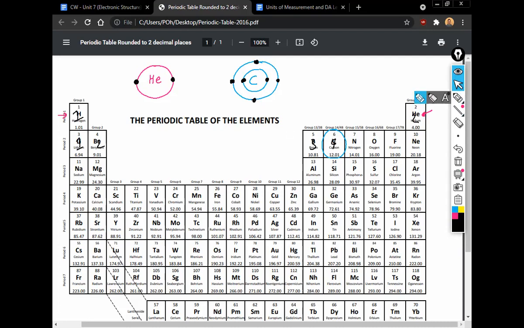Not too bad. With the bigger atoms, you can see how this will become a pain in the butt. But that's basically how you do it.